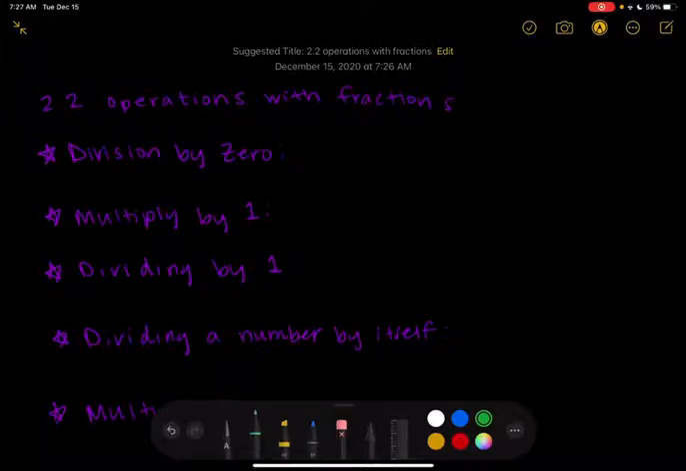Good morning. This is section 2.2, Operations with Fractions, part 1.